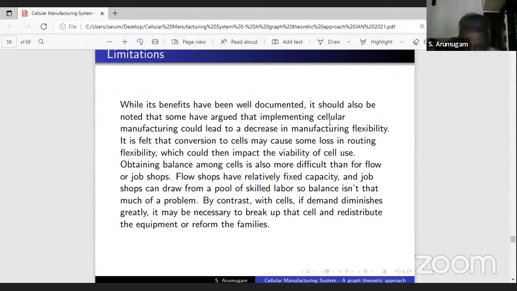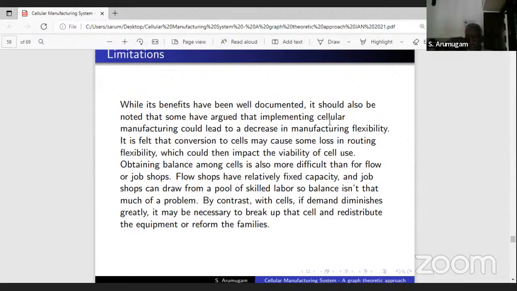And then when a new development takes place in the industry, new machines are to be added. Okay, new parts are to be produced. So then you have to reorganize the whole cellular system. And sometimes that may be very, very expensive. So that is one limitation pointed out by experts.